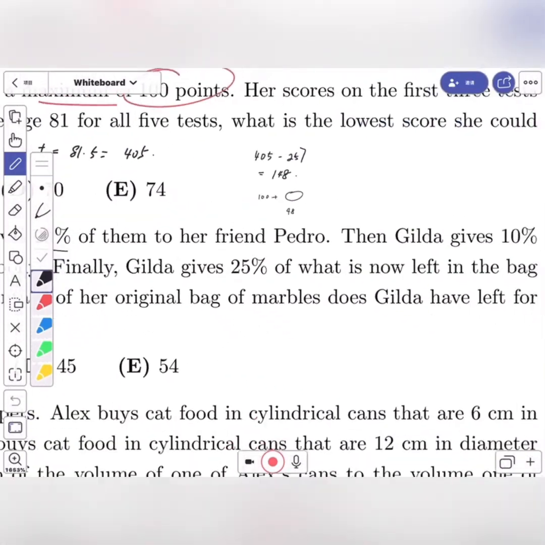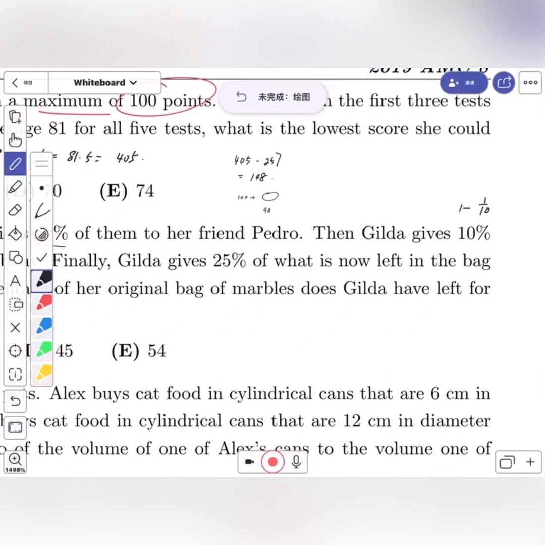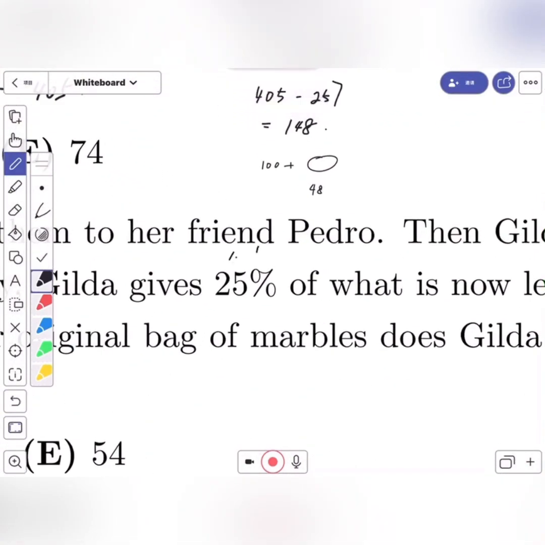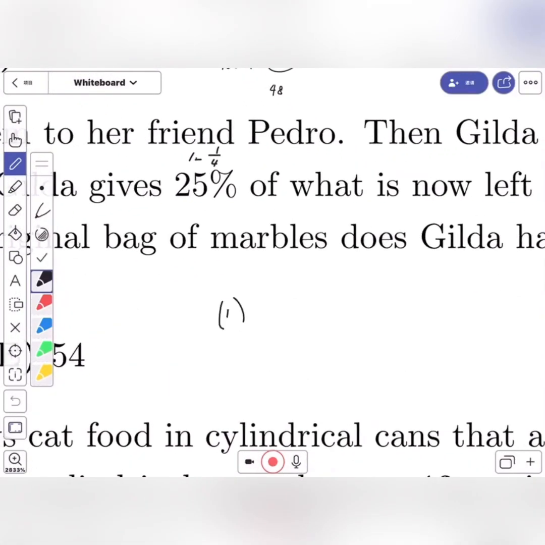That's gonna be left, and this is pretty much the same. 1 minus 1/10, and here 1 minus 1/4. So basically, we have 1 in the original since we have the entire thing. Then we gave 20%, so we have 80% left. Then we give 10% to someone else, so we have 90% of that left.